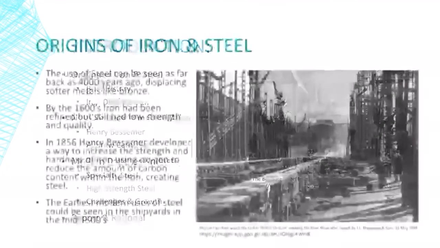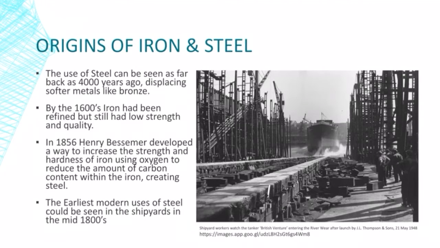Origins of iron and steel. The use of steel can be seen as far back as 4,000 years ago, displacing softer metals like bronze. By the 1600s, iron had been refined, but still had low strength and quality. In 1856, Henry Bessemer developed a way to increase the strength of iron using oxygen to reduce the amount of carbon within the iron, thus creating steel. The earliest modern uses of steel can be seen in the shipyards in the mid-1800s.